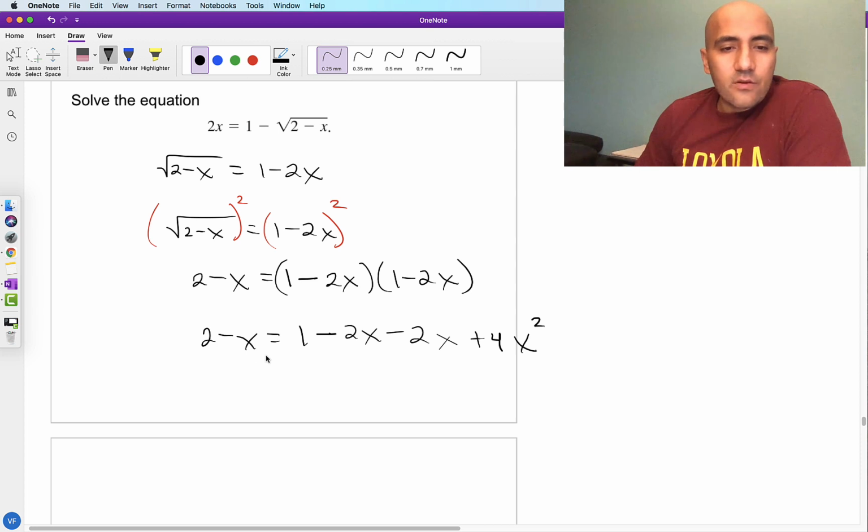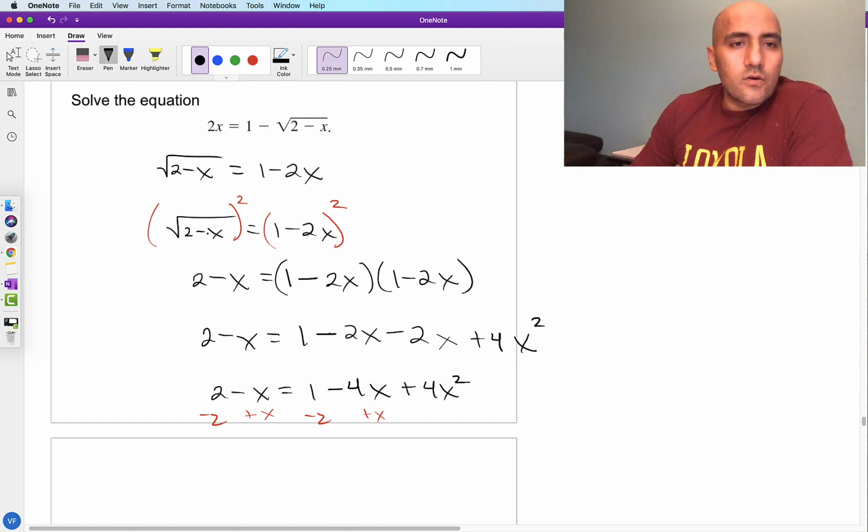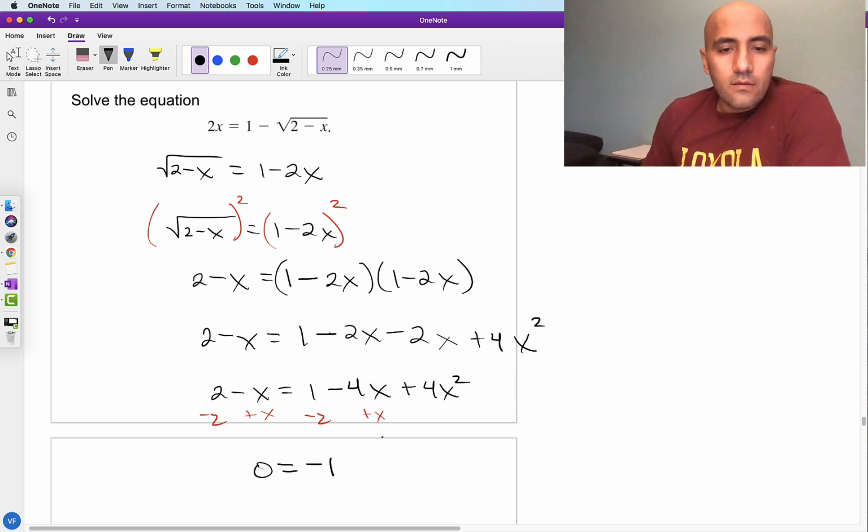And now I'm going to set everything to one side, set it equal to 0, and combine like terms. So we get 2 minus x is equal to 1 minus 4x plus 4x squared. And then if I move this over to this side, I have to add plus x, and then minus 2 and minus 2. So I'll get 0 equals negative 1 minus 3x plus 4x squared.